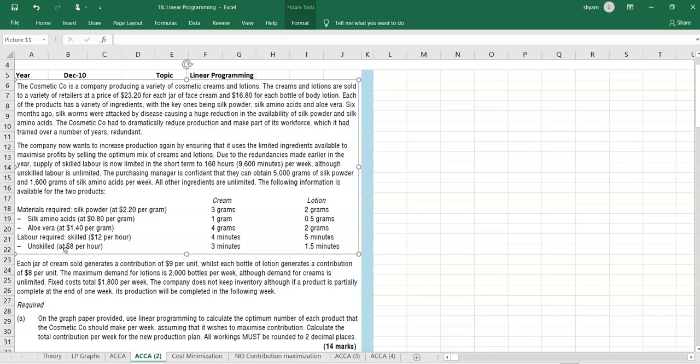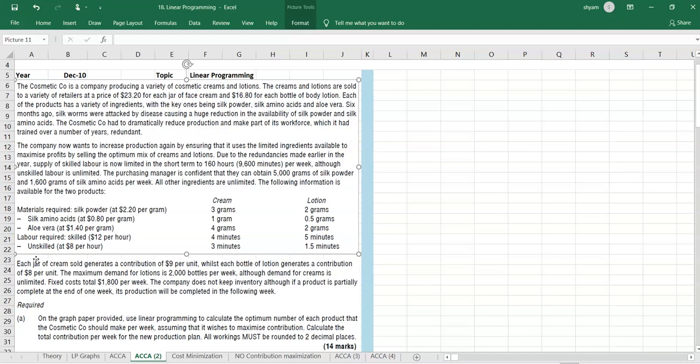For unskilled labor, you don't need to create any formula or equation, because he has said that unskilled labor is unlimited in nature. So there are only 3 equations here: silk powder, silk amino, and skilled labor.